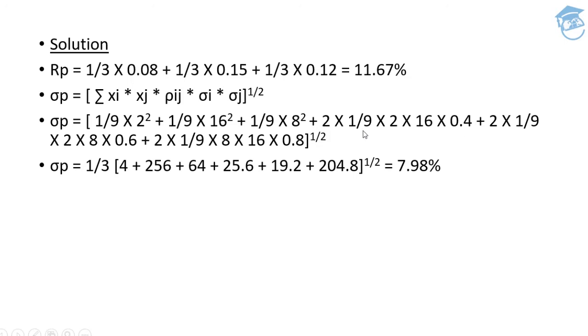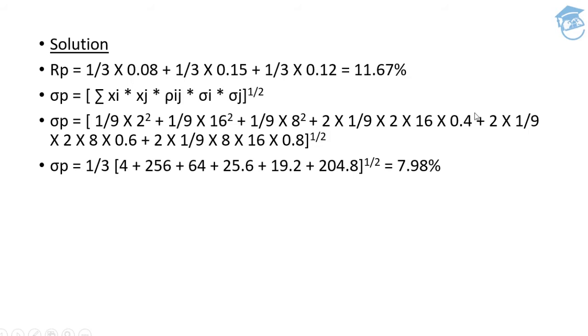So here it's 1 divided by 9 because it's been told to us that 1 divided by 3 is the weight for D and 1 divided by 3 is the weight for E. So I've just multiplied the same here. You could have also written 1 divided by 3 multiplied by 1 divided by 3. I have directly written 1 divided by 9 over here.